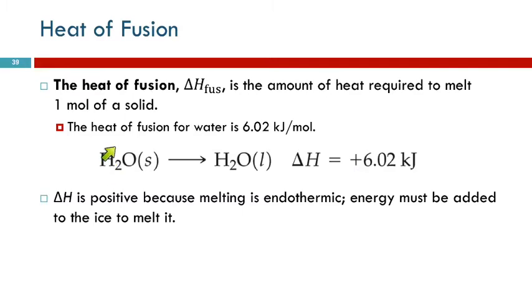So here's a mole of water melting from solid to liquid, 6.02 kilojoules. That's a lot less than it took to go from the liquid to the gas, right? That was like 40 kilojoules. Because when we're melting here, we don't have to completely break all those intermolecular forces, just partially. So it doesn't take as much energy. Delta H here is positive because melting is endothermic.